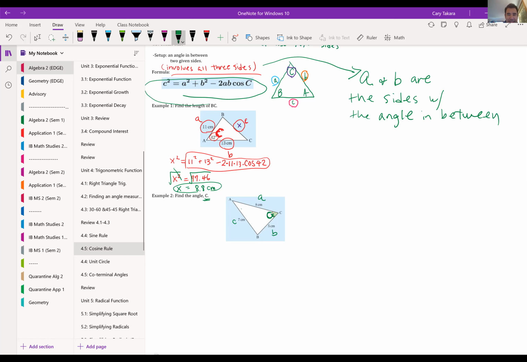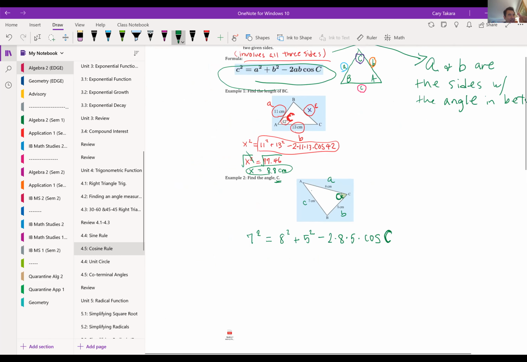So it will be c, which is 7. So 7 squared equals 8 squared plus 5 squared minus 2 times 8 times 5 times cosine of C, or X. You can put X. So we are after the angle measurement. It's a little different from the last problem, right?